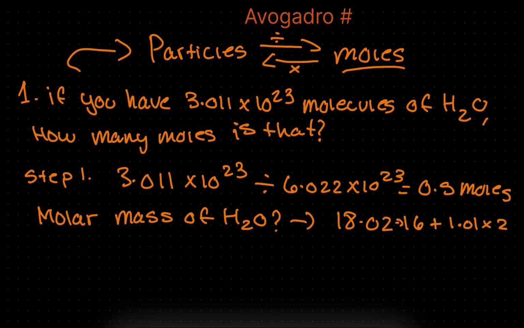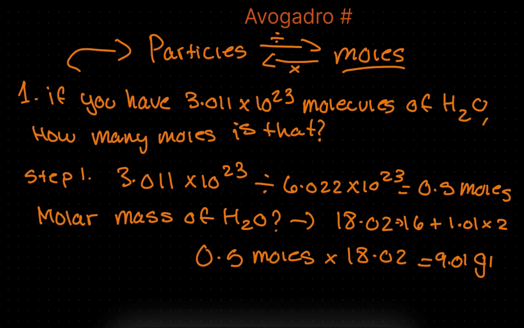So if you remember from our other conversion, right? If we want to go from moles to mass, so what is moles to mass? You multiply by the molar mass. So what we do here is we do 0.5 moles multiplied by 18.02, and then we get 9.01 grams.